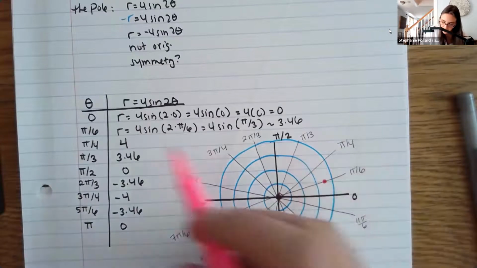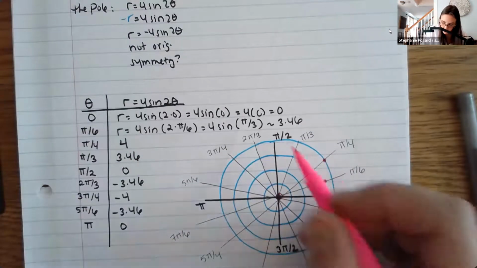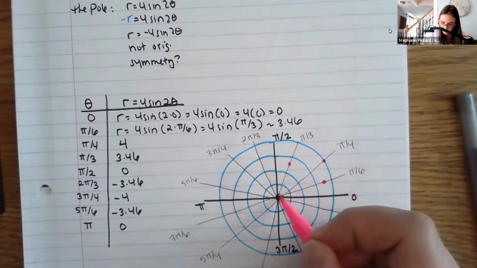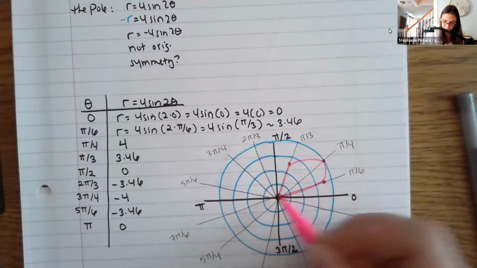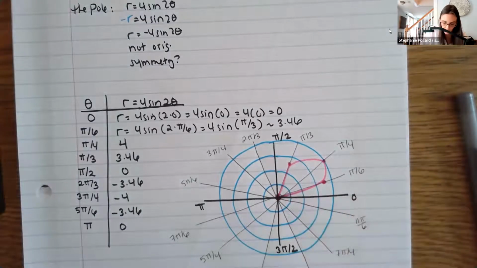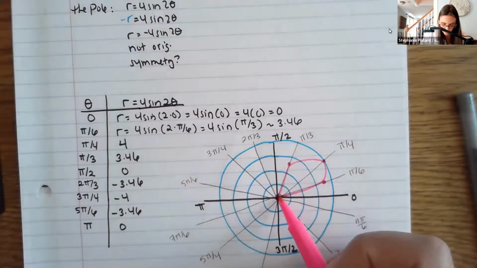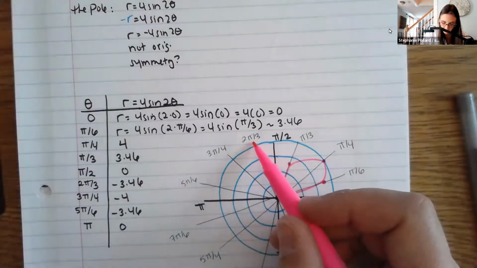And then I'm at pi over 4, and I'm at 4. And then at pi over 3, and then again, I'm almost at 3.5. And then I'm back at 0. So I start like this, and I come back to 0. At pi over 2, I'm at 0. Then at 2 pi over 3, I'm at negative 3.46.